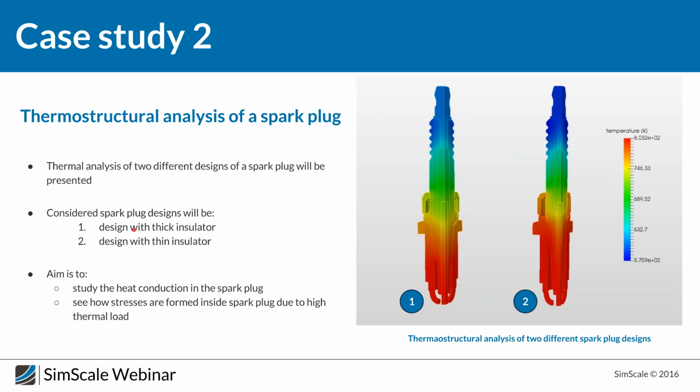In this case, we will be discussing two types of design of the spark plugs. On the left, you can see one design, taken from GrabCAD and provided by one of the users, which has a thick insulator here. On the right side, you can see a design with a fairly thin insulator. So the insulator here is a bit thin, and of course the design here is a bit changed. Right here you cannot see the connection, for example, of the insulator with the outer shell.